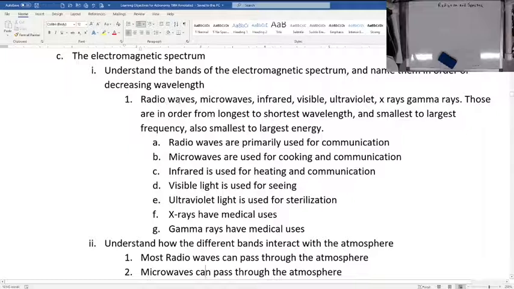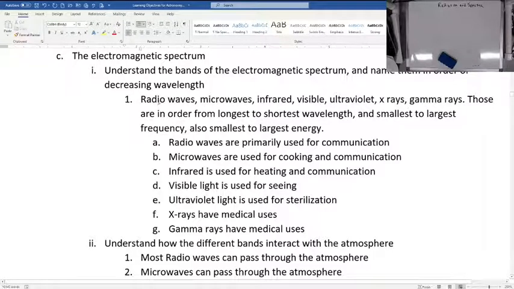So the longest wavelengths of light are called radio waves, and the next longest is microwaves, and then slightly shorter than that is infrared light, and then after that comes visible, and then ultraviolet, and then X-rays, and then gamma rays. Those are in order from longest to shortest wavelength. They're also in order from smallest to largest frequency.